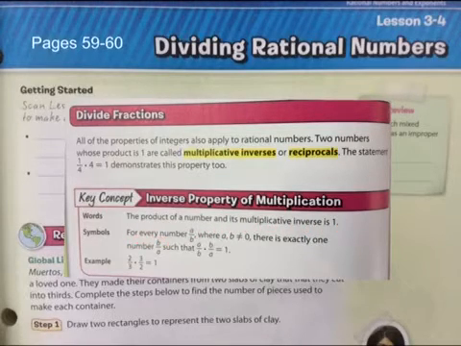For every number a/b, where a and b do not equal 0, so these cannot equal 0, of course, because then the whole number is 0, there is exactly one number b/a such that a/b times b/a equals 1. Okay? So, for example, 2/3 times 3/2 equals 1. Makes sense because you're multiplying the top and you're multiplying the bottom, which will give you 6 on the bottom and 6 on the top. When you divide 6 by 6, you get 1.